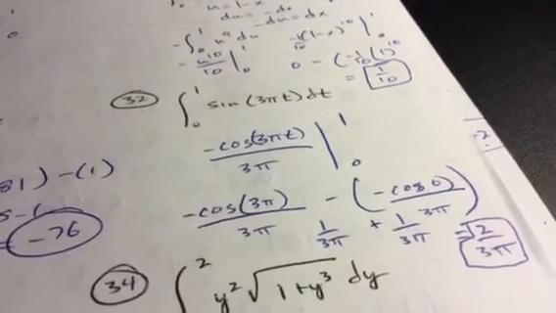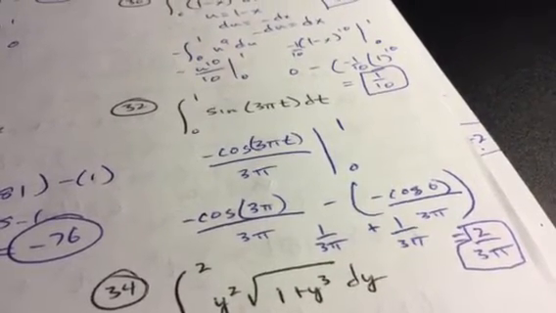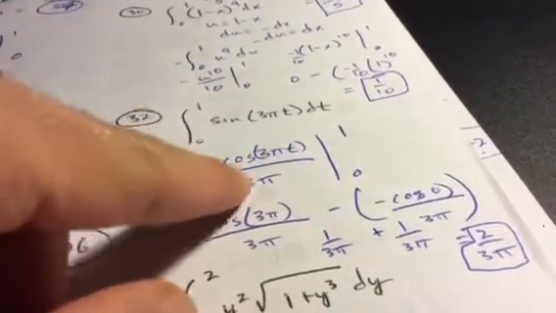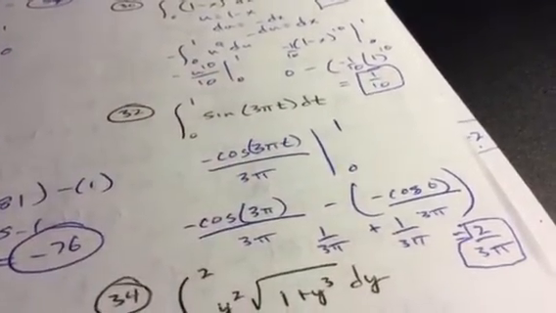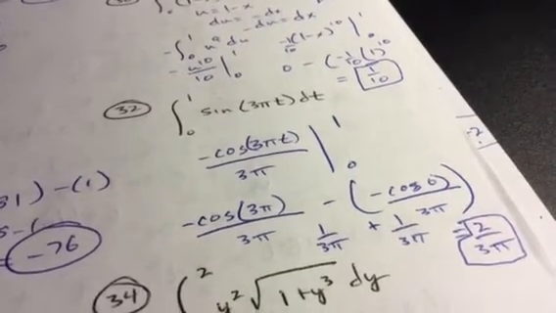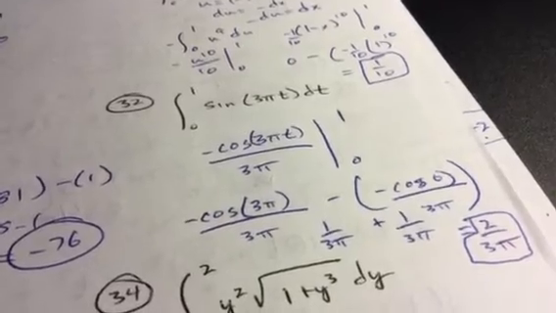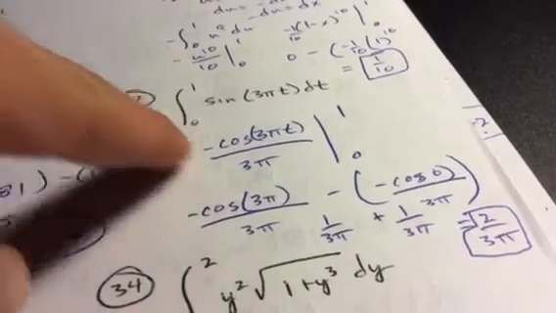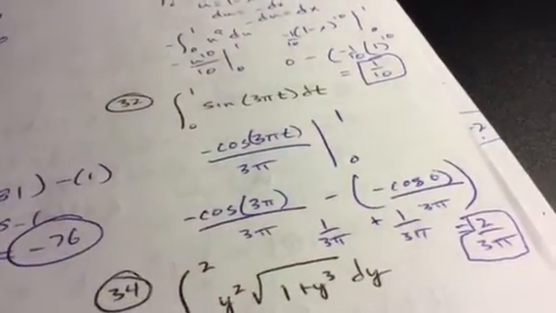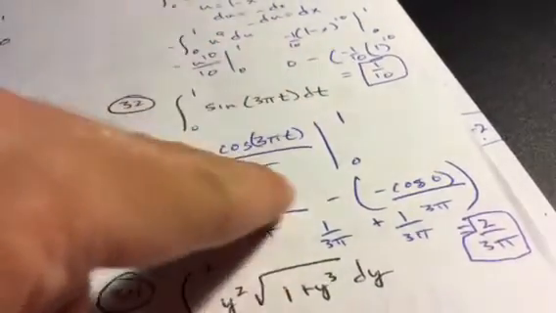32. Again, just take the antiderivative, so it would be negative cosine, and instead of multiplying by 3 pi, you're going to divide by 3 pi. And then plug 1 in, negative cosine of 3 pi, that's the same location as pi, so that's actually going to be a negative 1. So negative 1 times negative 1 is just going to be 1 over 3 pi, minus, plug 0 in. When you plug 0 in, you're going to get 1. But then you're going to have minus a negative 1, which is going to be plus 1 over 3 pi. That's 2 over 3 pi.